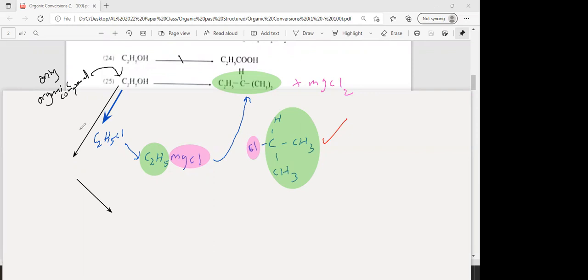I'll put PBr3. And right here, C2H5Br. Then I'll convert this into C2H5MgBr. And then I can add aldehyde like this, CH3CHO.